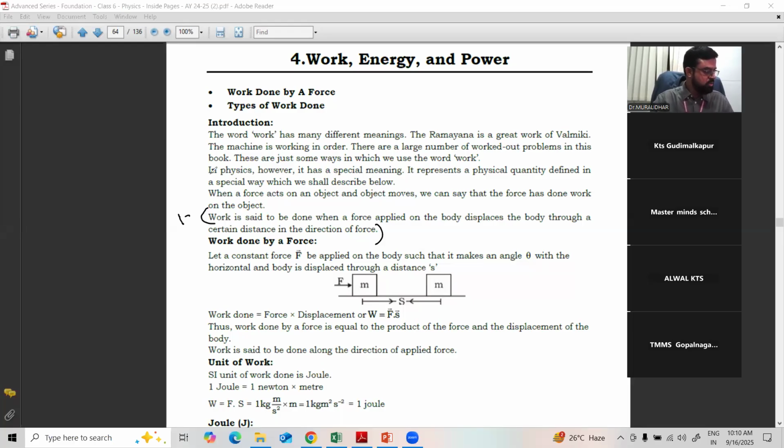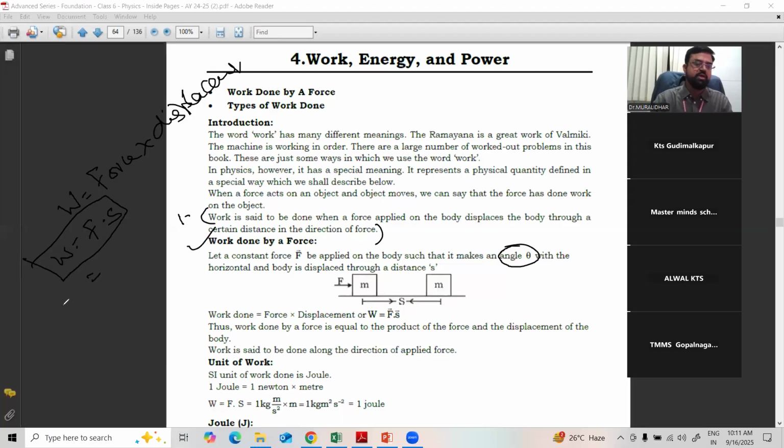Now come. When you come here, work done by a force. Now come to physics, the physics point of view. Let a constant force F be applied on a body such that it makes an angle theta. So this is a different case, you see. Actually, the work done is equal to force into displacement. Very, very important formula: W is equal to F into S. The formula for the work.